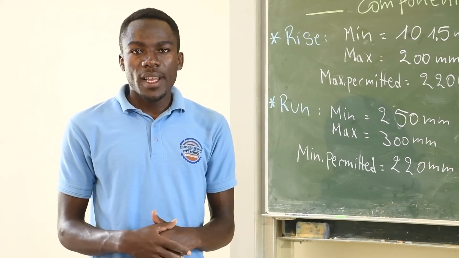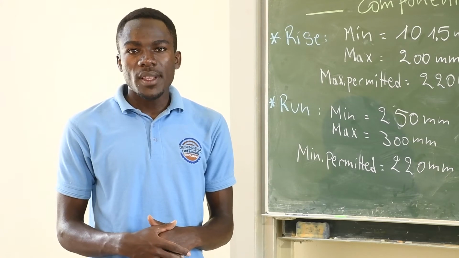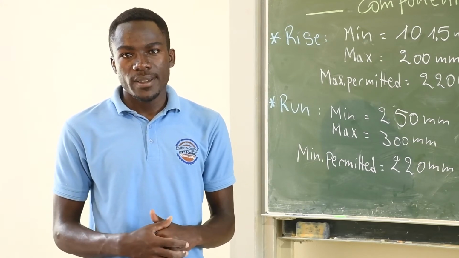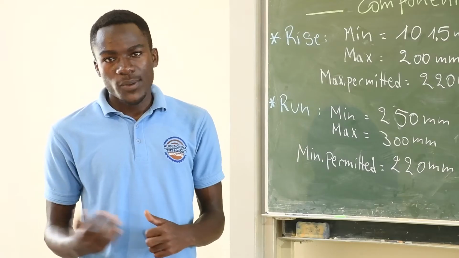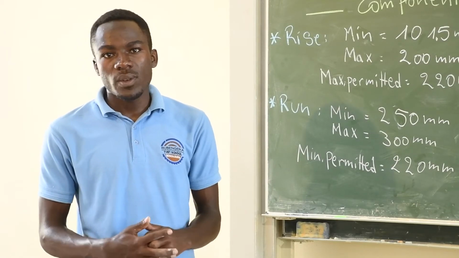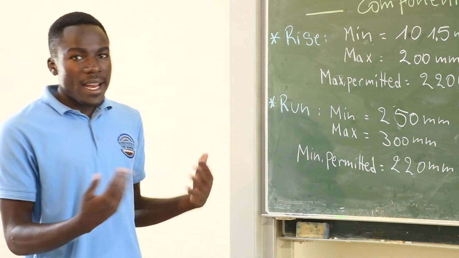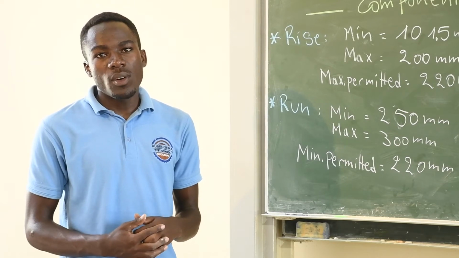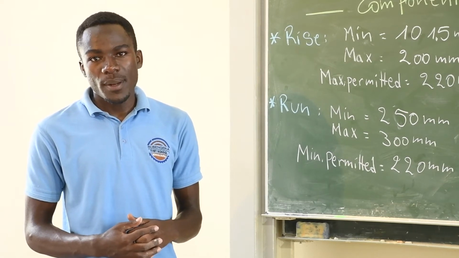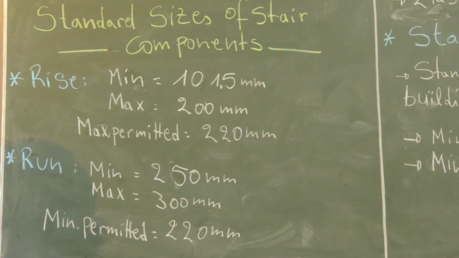For better calculation of any staircase, let's talk about the standard sizes of stair components. The stair components to be calculated are rise, going or tread, stringer, and stair width, likewise the slope. Any rise of a staircase will have a minimum size of 101.5 millimeters. The maximum rise is normally 200 millimeters, but the maximum permitted for a special staircase is 220 millimeters.